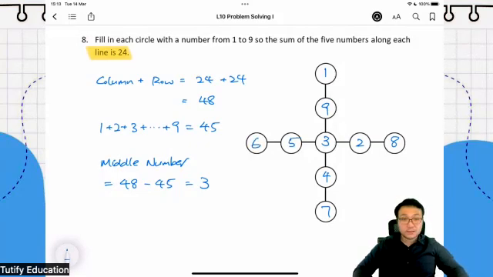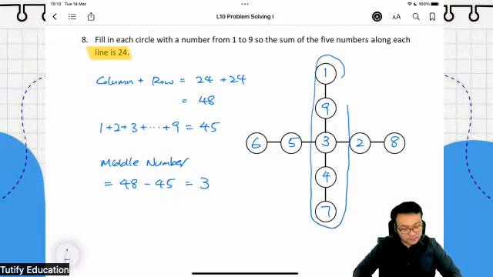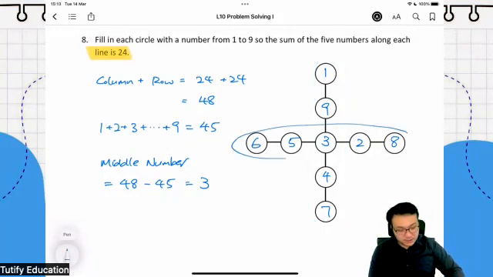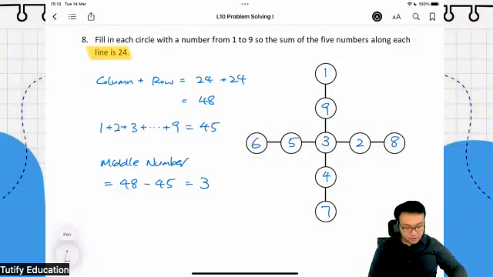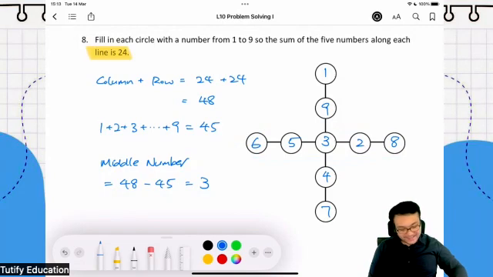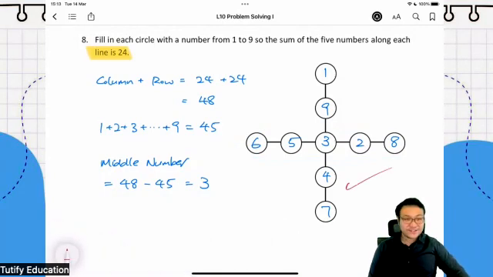Gavin, you add, do we get 24 here? Yes or no? Yes. Do we get 24 here? Yes. Very good. So we got the answer, right? So now you know how to do? Yes. Well done. Any questions, the rest of you? Raise your hand.